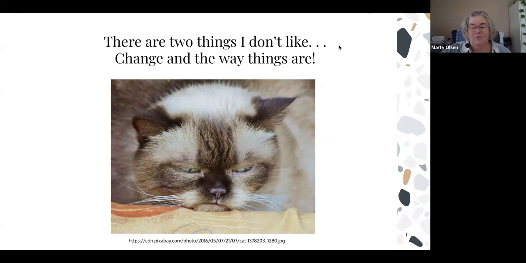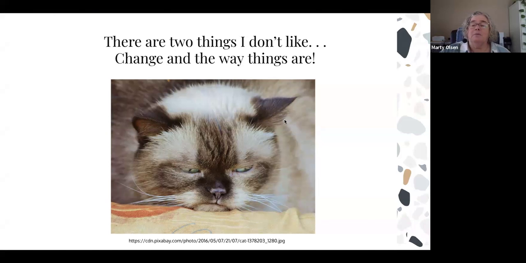And then now we're there, and it's like, oh, you mean I need to change some things with what I'm doing in my instruction in order to meet the standards of this test? So we may have a few of those grumpy cats in our programs. We'll learn more about the steps as we move forward.